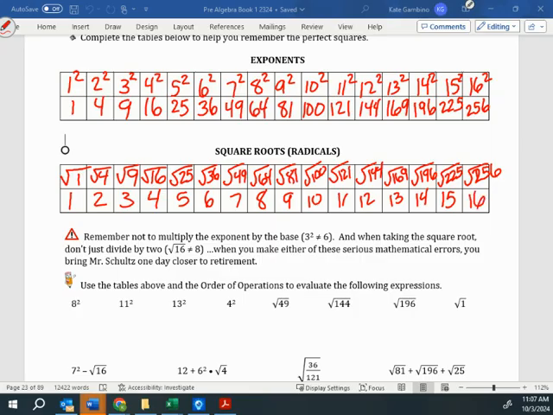Notice how they are the opposites. Just like 2 times 5 equals 10, 10 divided by 5 equals 2. Multiplying and dividing are opposites. 2 plus 3 equals 5, 5 minus 3 equals 2. Adding and subtracting are opposites. Exponents and radicals are the opposites.